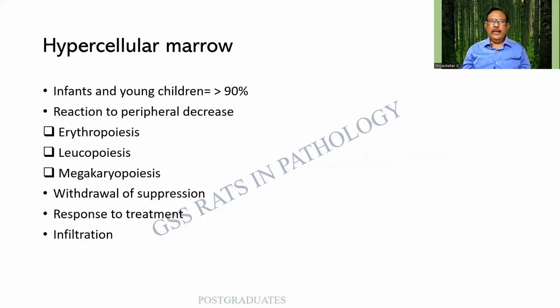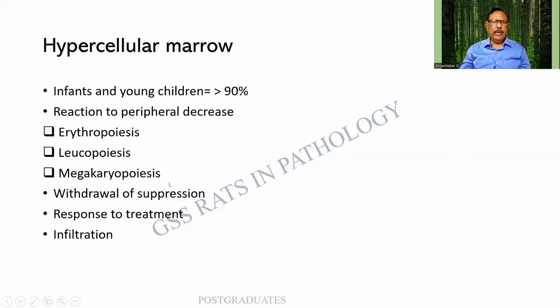A hypercellular marrow can occur in these following conditions. 1. Infants and young children, more than 90% almost. Reaction to a peripheral decrease. Any case of a pancytopenia, there may be a reactive marrow, or there has been a suppression with pancytopenia, and along with that there is a response to treatment. So you will have to rule out a history of hematinics. There can be erythropoiesis, leukopoiesis, megakaryopoiesis. All may or may not be active together.